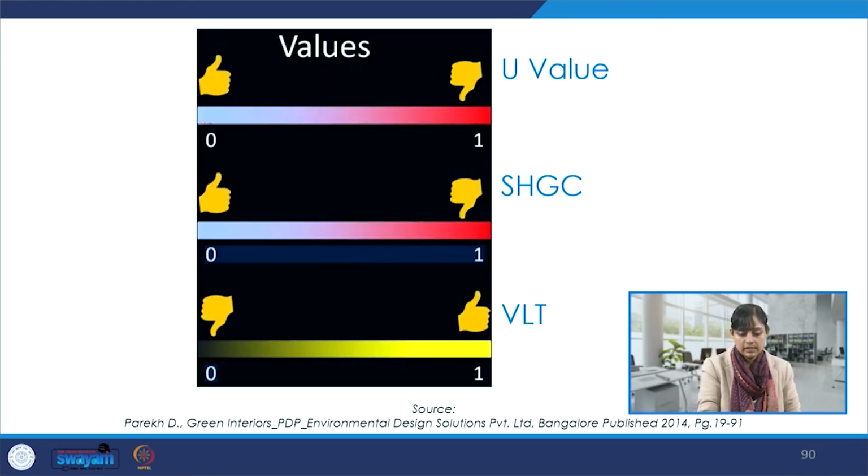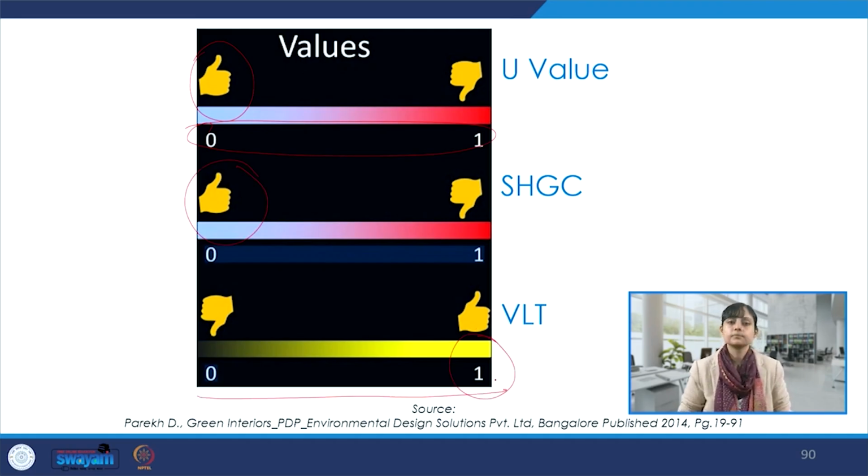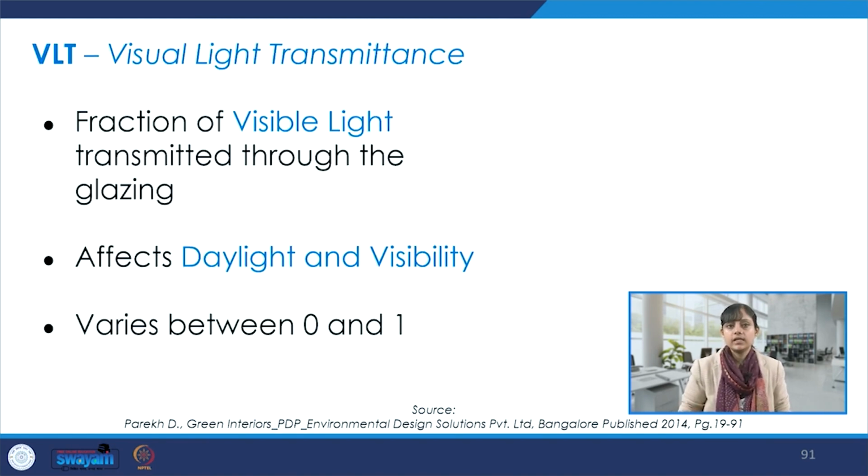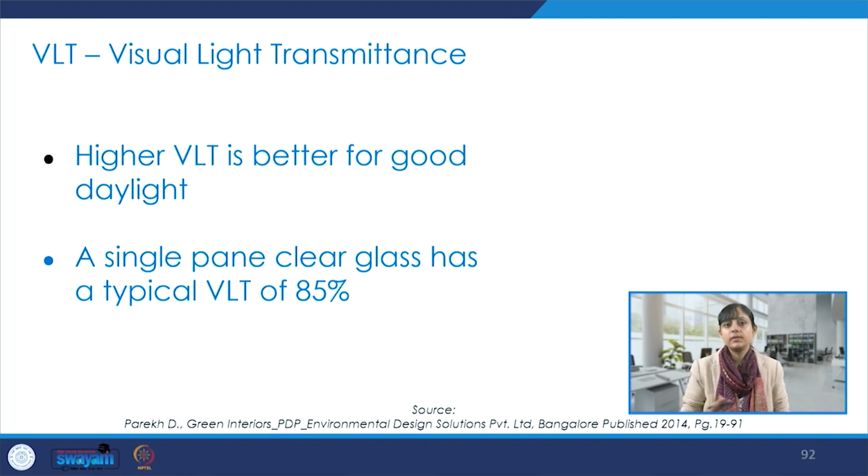So if I talk about a scale from 0 to 1, we want the U value as close to 0, SHGC as close to 0, and VLT as much as possible towards the higher side on a scale of 0 to 1. So VLT, like I said, visual light transmittance, is the fraction of visible light transmitted through the glazing. It affects daylight and visibility. Higher VLT is better for good daylight, like we just saw. A single pane clear glass has a typical VLT of 85%, which is quite high.